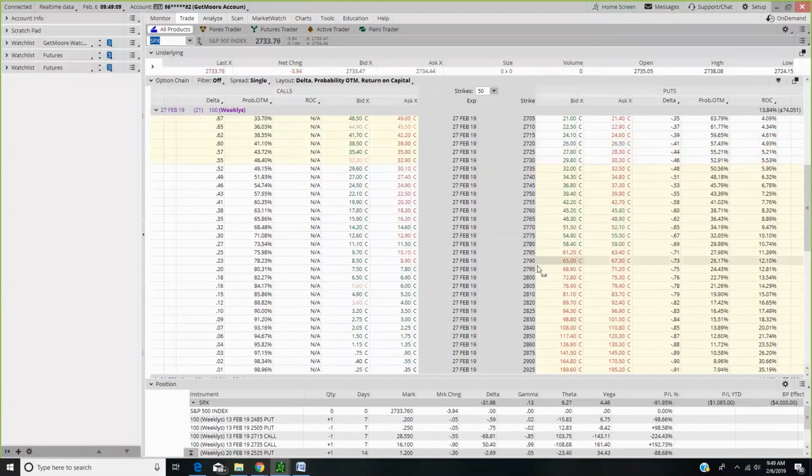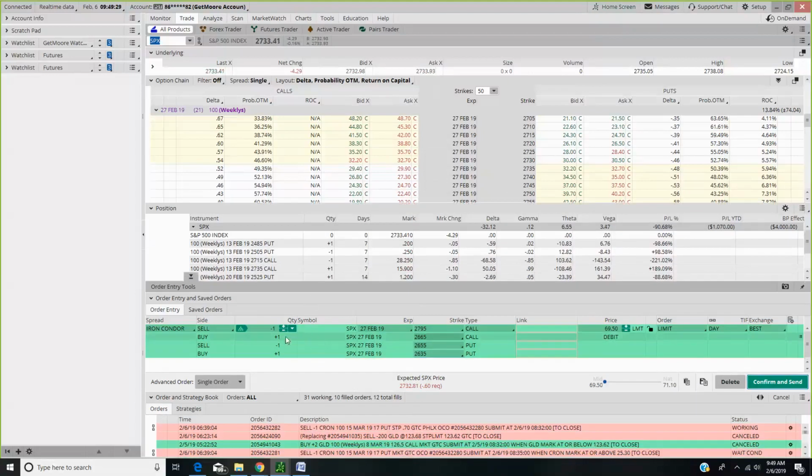So if we're doing the 2795 on the call side, we're going to buy 20 points up. So 2795 plus 20. I got my calculator. It's 2815. So I go here to my call side and I'm going to buy the 2815. Just write these numbers down. Do I have a 2815? Hang on, did I do that right? Hang on a second.